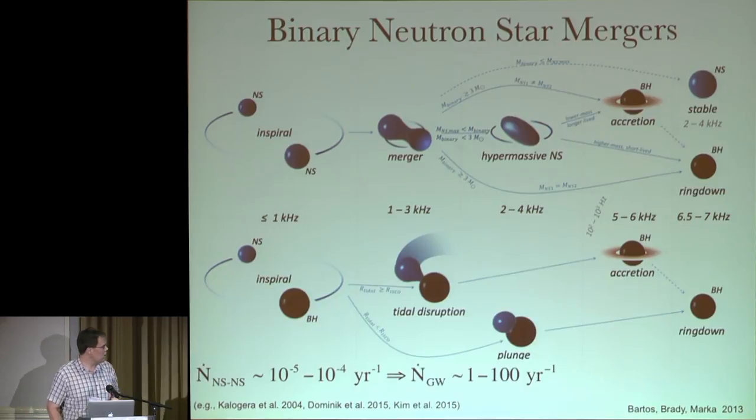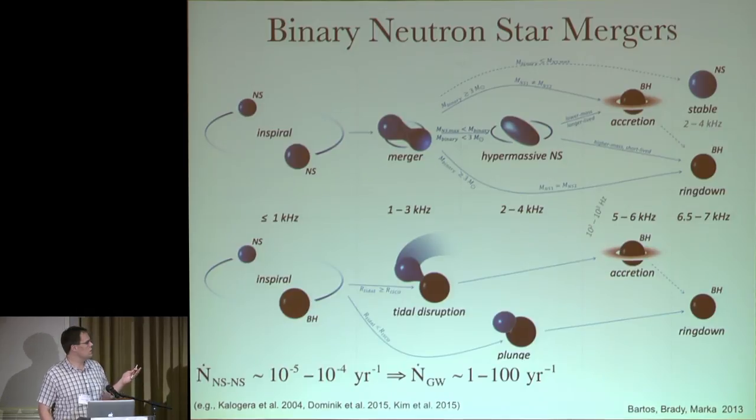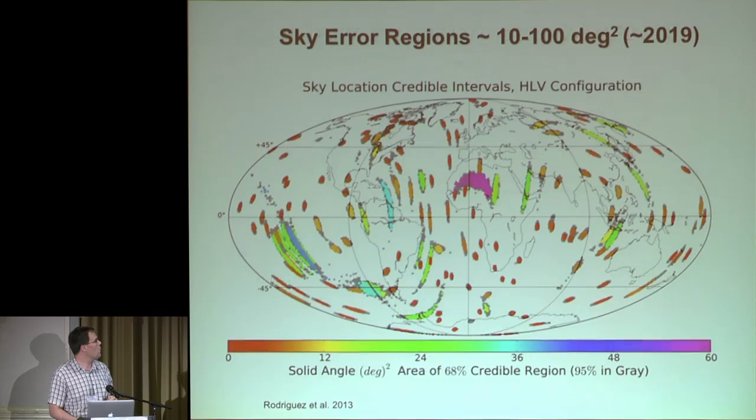What we're going to hear in the afternoon is that Vicky's going to talk a little bit more about the rates of these events, but we expect that with advanced LIGO at full sensitivity we could detect a few, possibly up to hundreds of mergers per year. So that'll be very exciting.